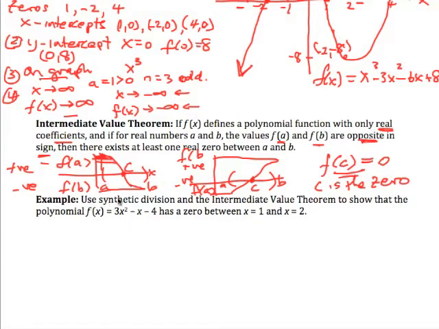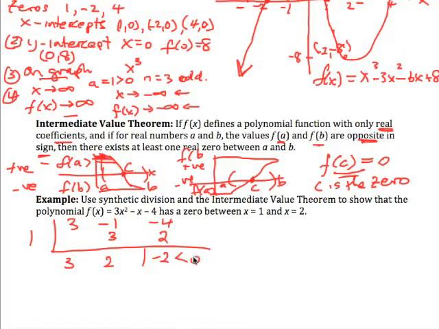Okay, alright, so let's use synthetic division and the intermediate value theorem to show that the polynomial 3x squared minus x minus 4 has a 0 between 1 and 2. We don't really need synthetic division, but if you have a larger polynomial, then it certainly does help. So what if we use 1 here, and of course we have 3, negative 1, negative 4. Notice that if I bring a 3 down, I end up with 1 times 3 is 3, I end up with 2, 1 times 2 is 2, add I get negative 2, which is less than 0.